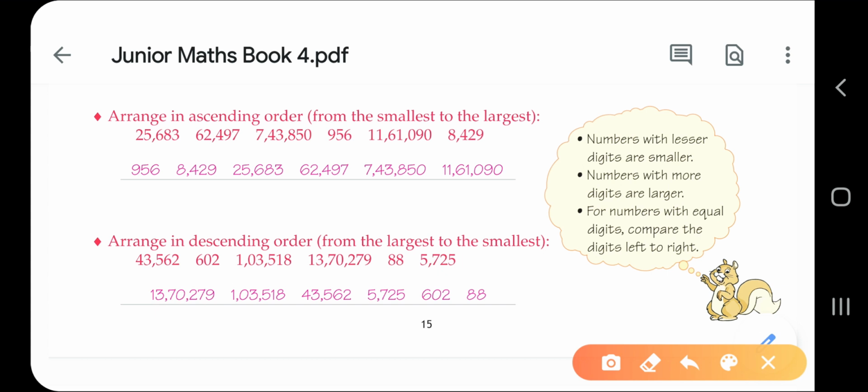Okay, so again in descending order, you will do the same method, but you have to change one thing: largest to smallest.